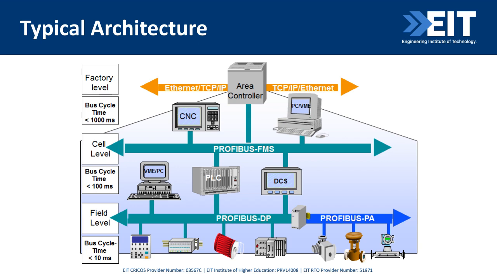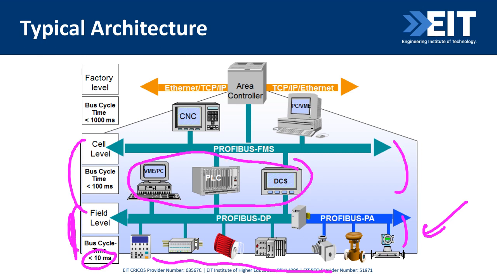Well, here's how. You might have the field level. This is the field. Cycle time should be in the milliseconds, a few milliseconds. You would have things like sensors, actuators, valves, motors. On top of that, you have computers and controllers. On top of that, you have computers and the business level. Cycle time increases when you move up because it's not as critical. And here, it's a Profibus-based architecture, meaning Siemens pushed, meaning it's more common in Europe.